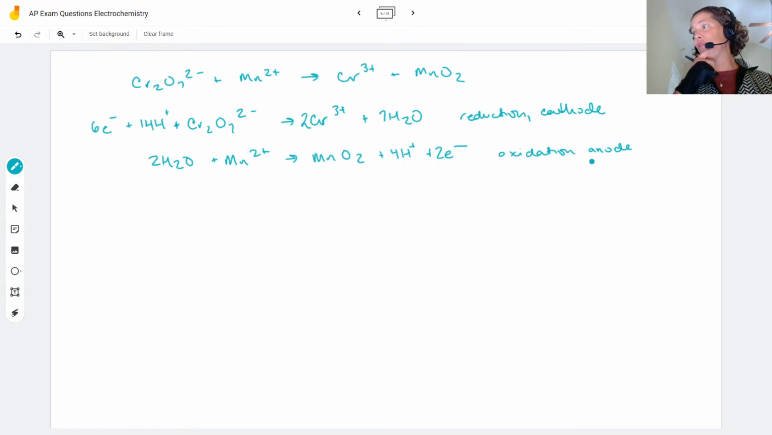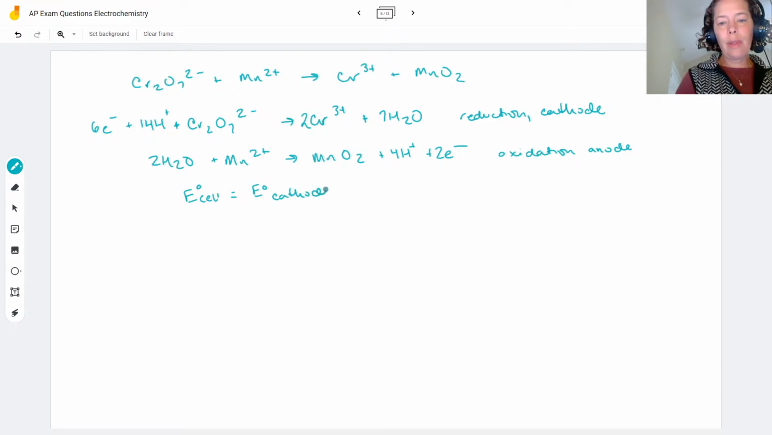Now, just for time's sake, you can add these 2 half reactions together. You can simplify your waters and you can get your balanced chemical equation, but the problem actually didn't specify that. They just want Ecell. So what I'm going to do is find my 2 half reactions and calculate my Ecell. So let me go ahead and get this equation in. Ecell equals E at the cathode minus E at the anode.